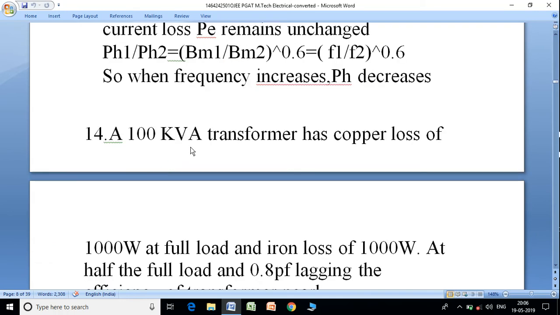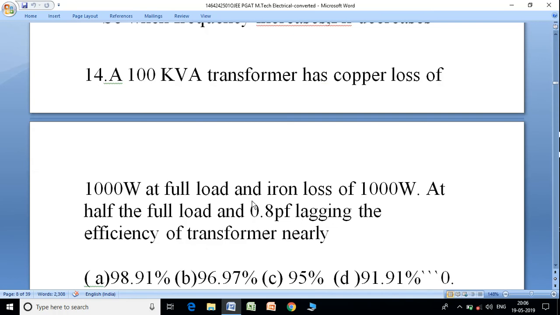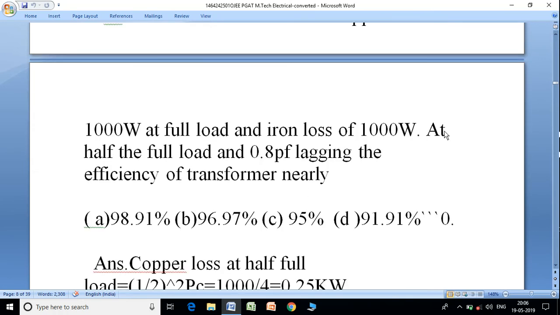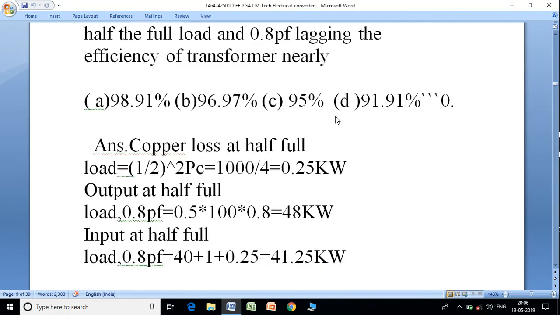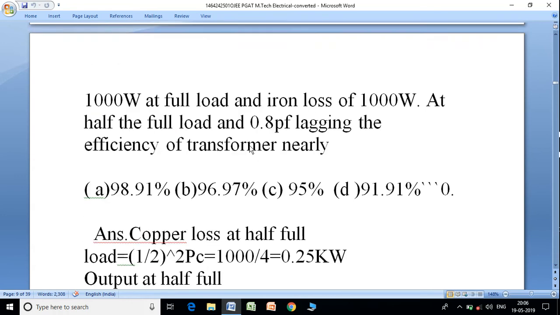Next question, a 100 kVA transformer has copper loss of 1000 watt at full load and iron loss of 1000 watt at half full load, 0.8 lagging. The efficiency of the transformer is nearly. So let us see the answer.